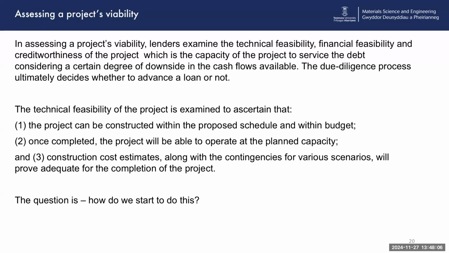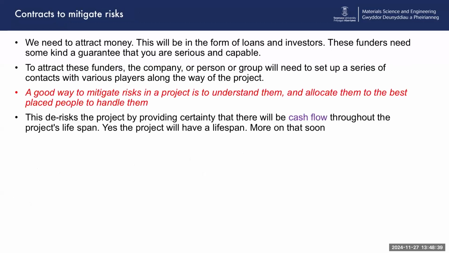So assessing the project's viability. Whether you're using debt or equity to fund your project, both of them are going to want to know it works technically. They're going to want to know that it works financially. They want to know the creditworthiness of this project. They want to know you've done a due diligence process. They want to understand that you can actually construct this project within a certain time period. They want to know the schedule. They want to know the budget. They want to know everything about the project. You cannot hide anything from them. They need to know everything. The question is, how do we start doing this?